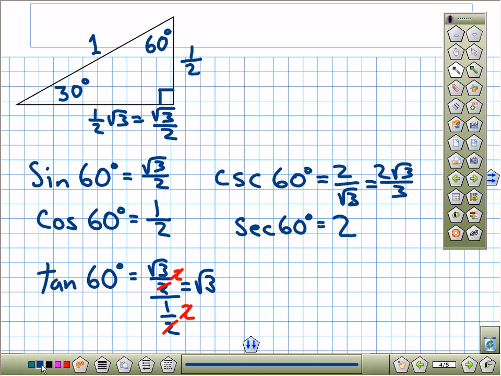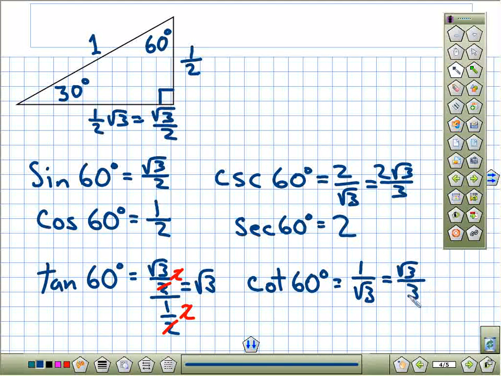Okay, now let's go ahead and do the cotangent. Cotangent of 60. Okay, so it's going to be 1 over the square root of 3, which is the square root of 3 over 3. Okay, any questions about that?